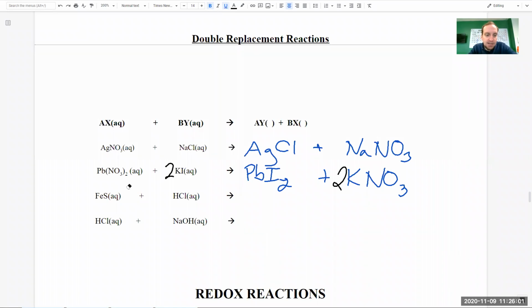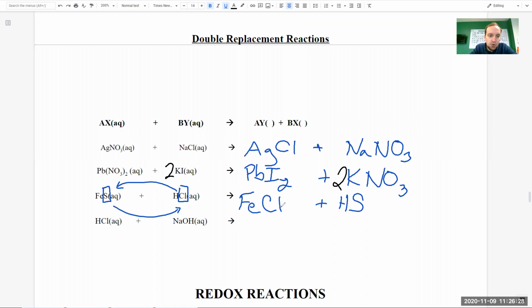Okay. The next one we have FeS, which is iron 2 sulfide plus hydrochloric acid or hydrogen chloride. What we need to do is figure out what that's going to make. Of course, it's double replacement because we have compound plus compound. All we could do is switch these two things. So I'm going to put the iron where it was. I'm going to leave the hydrogen where it was. I'm going to move the sulfur back here, and I'm going to move the chlorine up there.